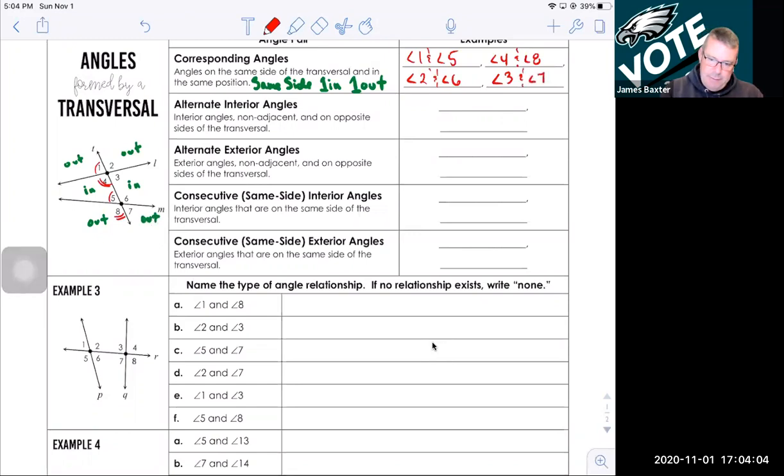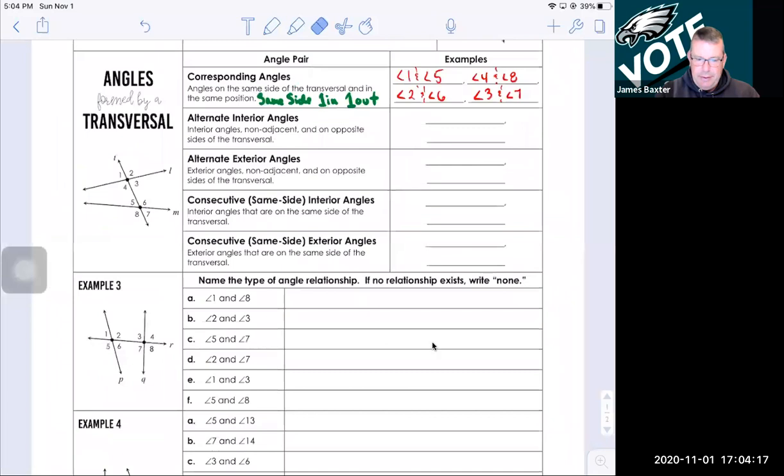I'm just going to erase my picture over here because I'm going to have a lot going on. Remember the whole inside and outside if you can. If not, you can go back and watch the video again. So these get a little easier here.